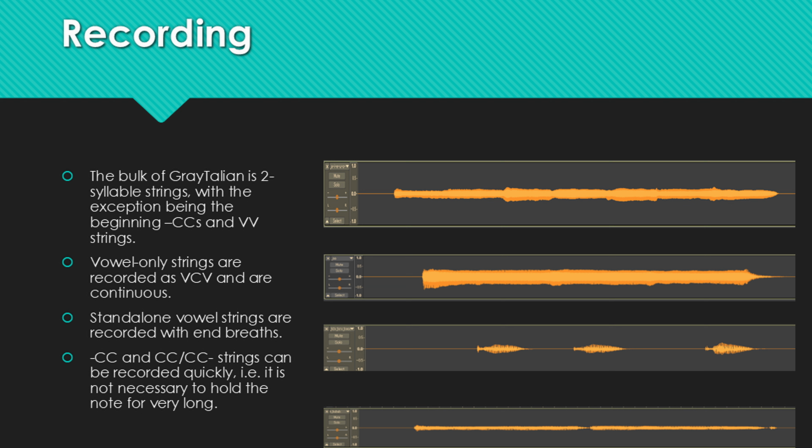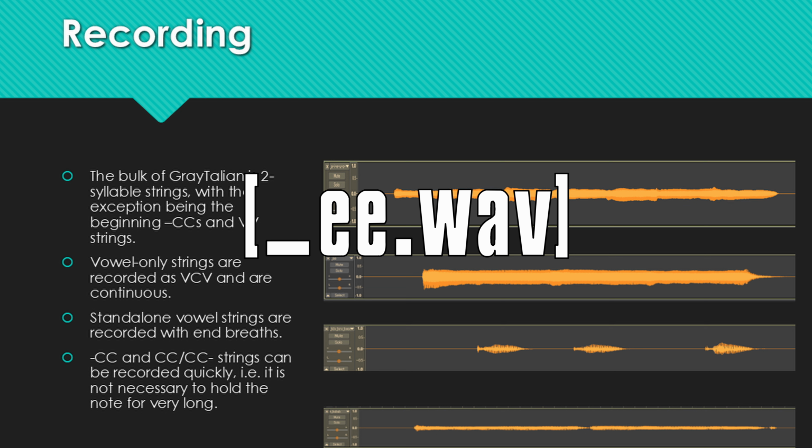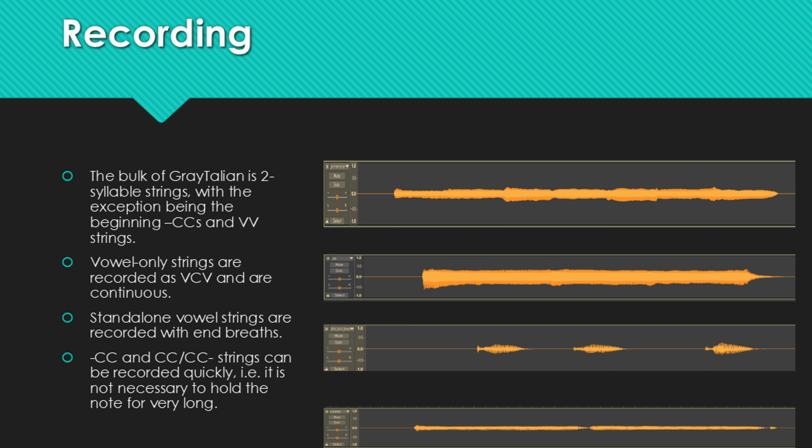Here's an example. For the VV section, this is recorded the same way you'd record VCV. Each VV string is recorded in a continuous line without pauses. Here's what that should sound like.